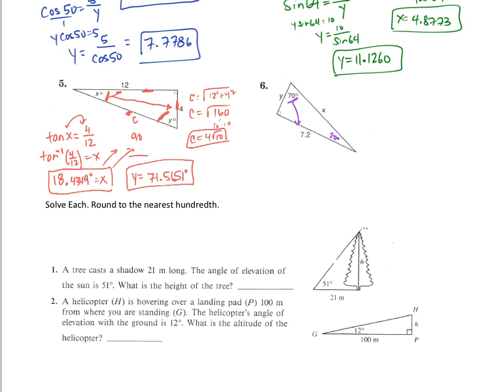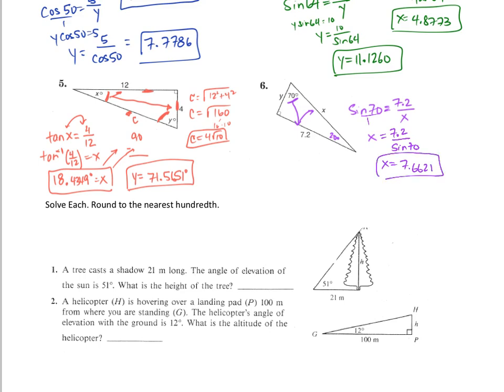I need something that relates the opposite to the hypotenuse, and that would be the sine. So the sine of 70 is the opposite, which is 7.2, to the hypotenuse, which is x. Cross multiply and solve. So remember, it's going to be x times the sine of 70 equals 7.2, then divide by the sine of 70. So x will be 7.2 over the sine of 70. Okay, again, I put this over 1 and I cross multiplied and solved. So 7.2 divided by the sine of 70 comes out to be 7.6621.